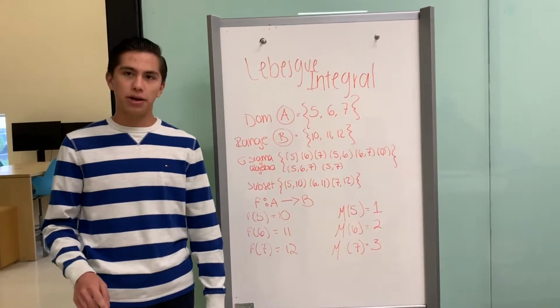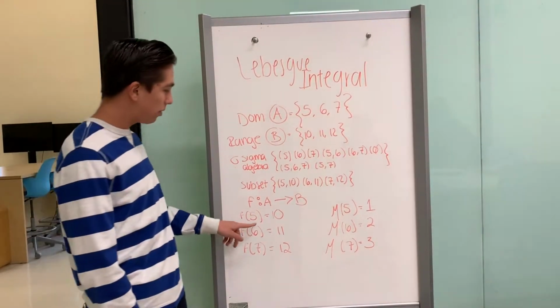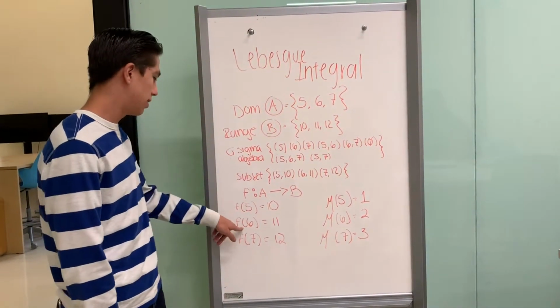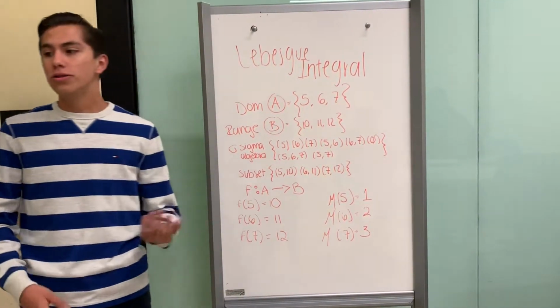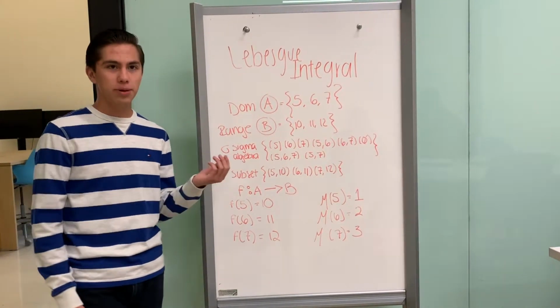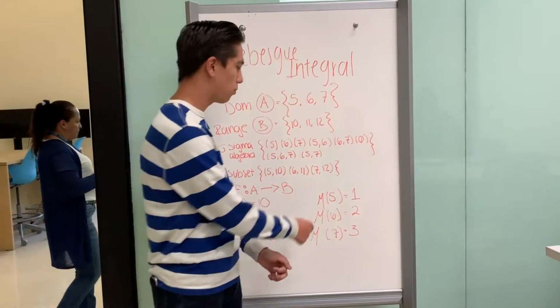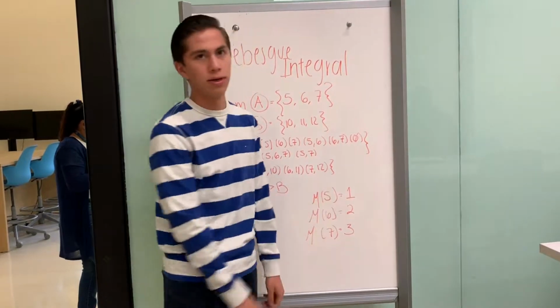Then we have to assign values here to the function. So when it is 5, it will be 10, and 6, 11. Also, we have to give a measure to each element of the domain. So when it is 5, the measure will be 1.